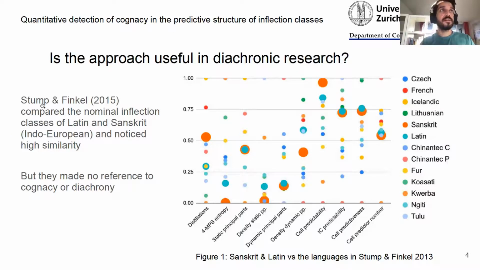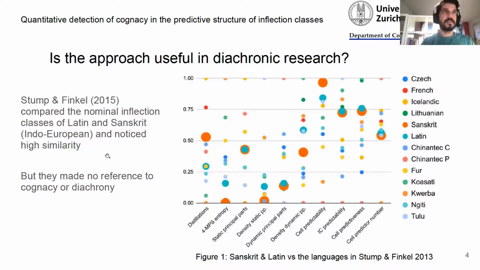The closest thing that I'm aware of is a paper by Stump and Finkel, where they compare the profile, according to these metrics, of the Sanskrit nominal inflection system and the Latin nominal inflection system. They realize that for most of the metrics they look at, these two systems end up being quite close together relative to the whole range of variation that inflectional systems can take in unrelated languages. They themselves don't make any reference to the reason for this similarity, but it's plausible that this might be due to the cognacy of the two systems.